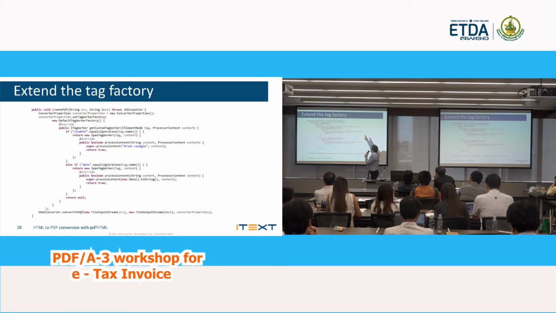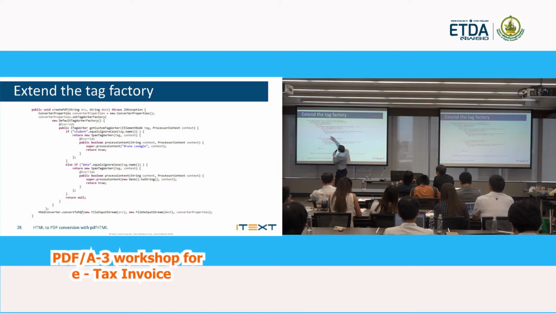So here we have converter properties, and iText has a tag worker factory. The tag worker factory will say, well, a div tag in HTML corresponds with a paragraph object in iText. An A tag corresponds with a link. And we are going to use the default tag worker factory so that the HTML is rendered correctly, but we are going to extend it.